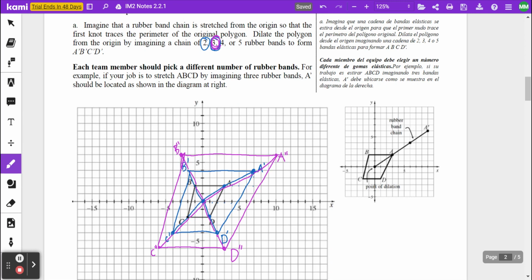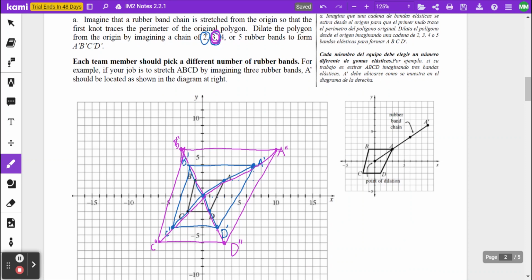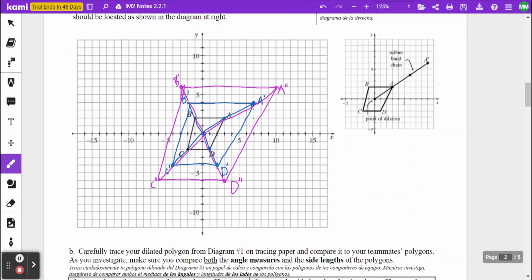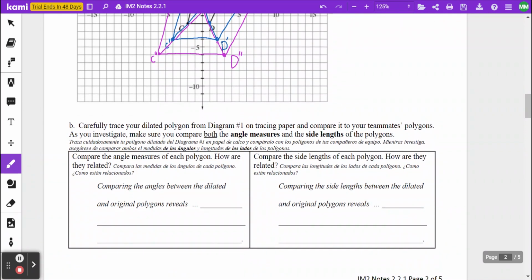So if you were at your table, each team member would pick a different number of quote unquote rubber bands to use, but I'm just going to do 2 for this example. Part B. Carefully trace our dilated polygon from diagram 1 on tracing paper and compare it to our teammates' polygons. Part B is why I did more than one dilation for you.